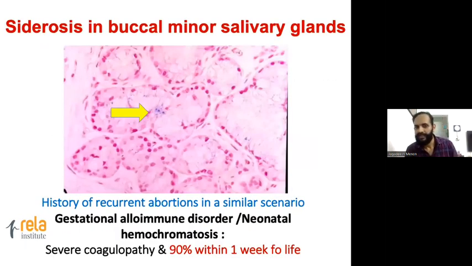When you have a similar history with a history of recurrent abortions, an IUGR baby, we always need to keep a possibility of gestational alloimmune liver disease. They have severe coagulopathy disproportionate to the rest of the liver functions, and the majority will manifest clinically within 1 week of life.